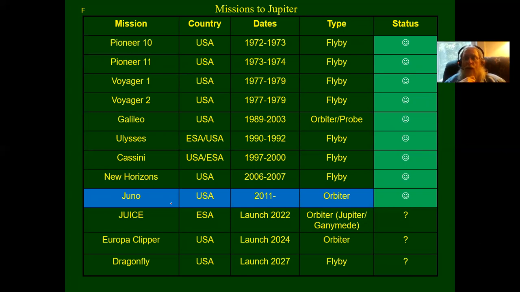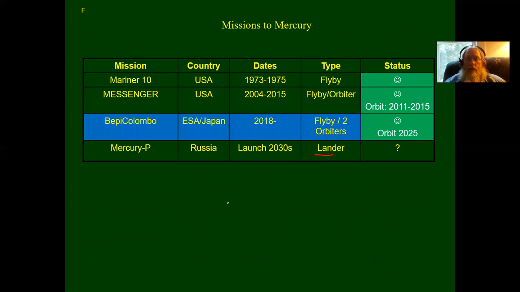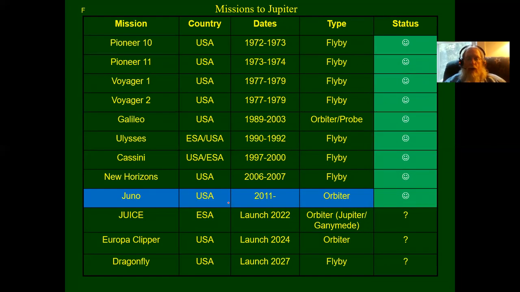Juno is currently active in orbit around Jupiter. JUICE stands for Jovian Icy Moon Explorer, something like that, or Jupiter Icy Moons Explorer. And the idea is it will go into orbit around Jupiter, and then later Ganymede. The Europa Clipper mission is the idea to put an orbiter around Europa. And Europa in particular is of astrobiological interest, which we'll learn about later.